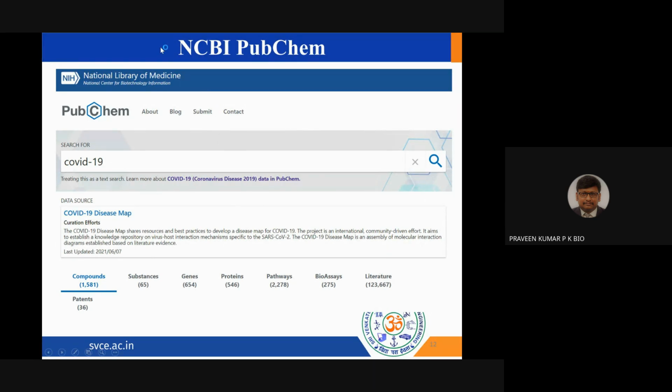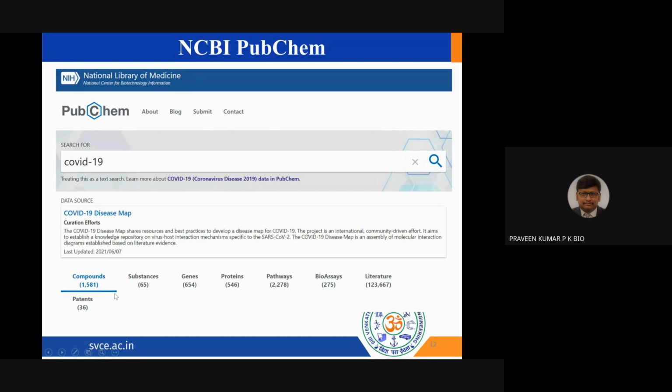For example, in this slide you can see a database called NCBI PubChem. In PubChem, if you want to search for drugs for a specific disease like COVID-19, COVID-19 is considered a keyword. If you type COVID-19, you can find 1,581 compounds. At present I think they have increased; this extract was taken some one or two years ago. Now around 1,700 or 1,800 compounds are there. These are the compounds generally used for treatment of COVID-19.